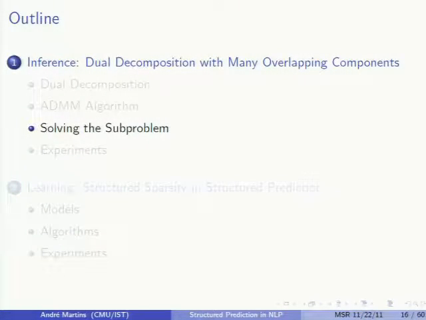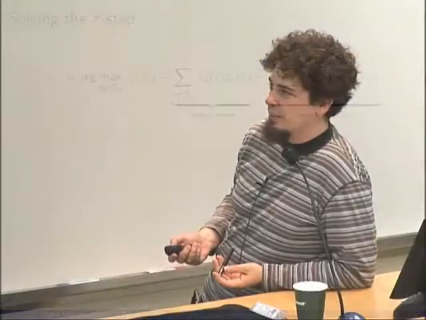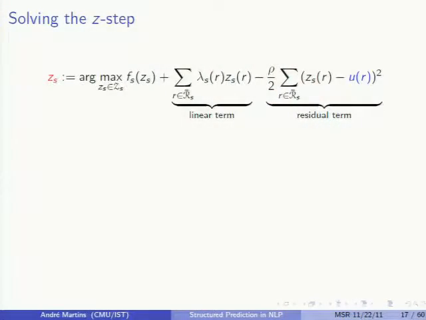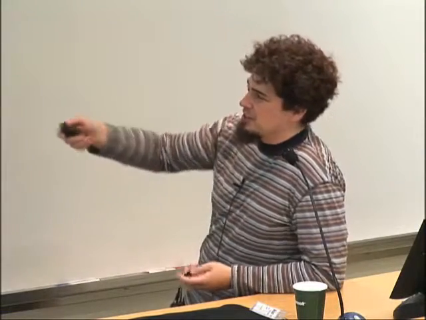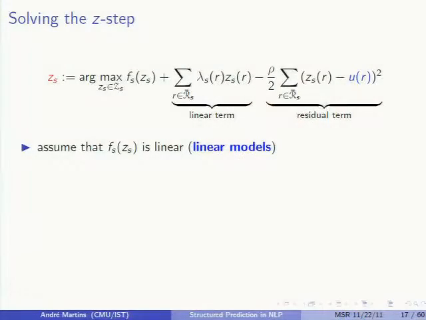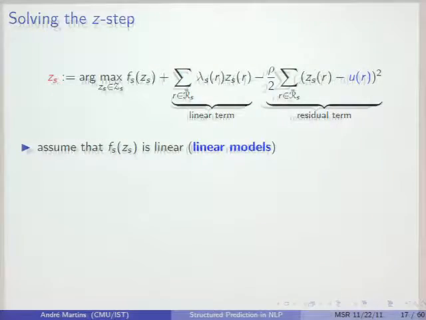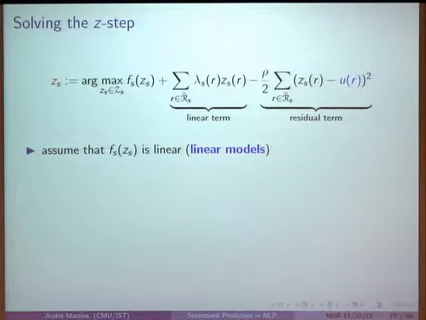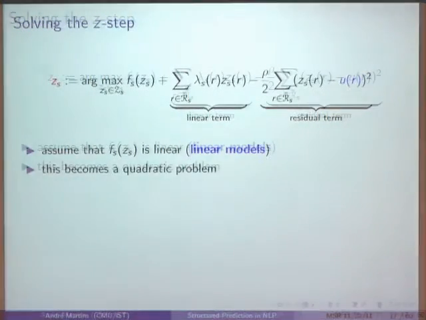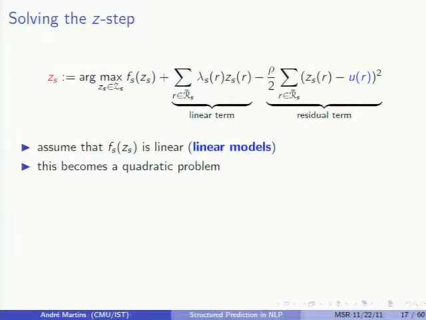All right, so the only thing that's remaining here is how to solve the subproblem. This is a complication that the ADMM algorithm introduced with respect to the subgradient one, because there are many cases. So this is the Z step. We are going to assume that the score of each component is linear. And in that case, this becomes a quadratic problem because of the residual term.